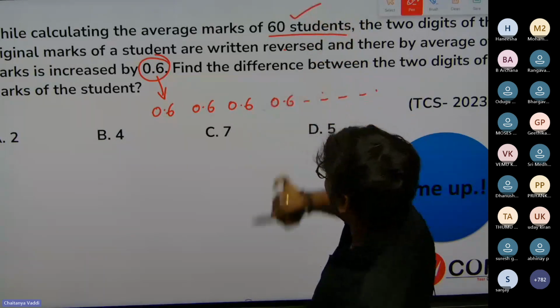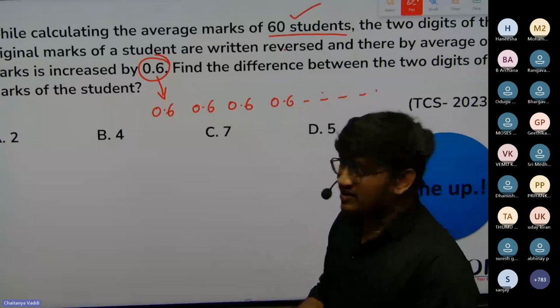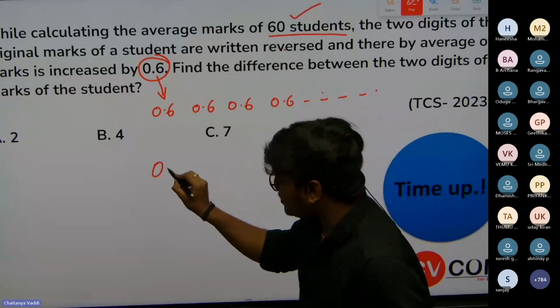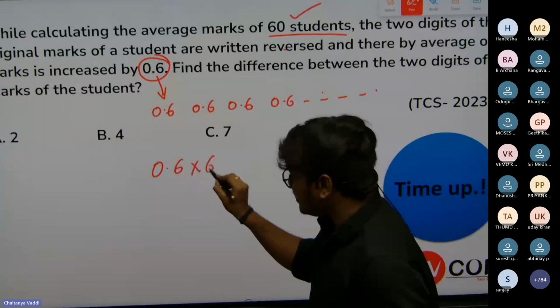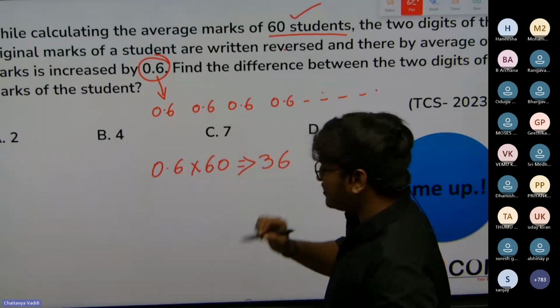Likewise, how many students do we have? 60 students. Now, can I say how many total marks got increased? I mean, 0.6 into 60. So 0.6 into 60 is 36.